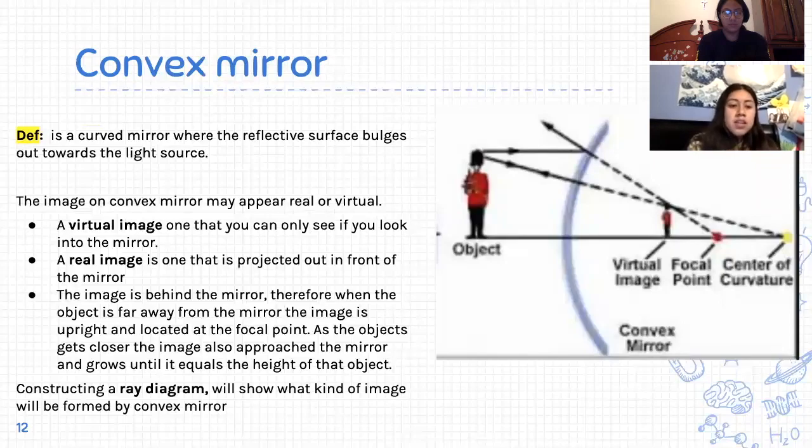As the object gets closer, the image also approaches the mirror and grows until it equals the height of the object. Constructing a ray diagram will show what kind of image will be formed by a convex mirror.